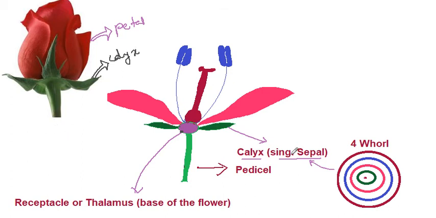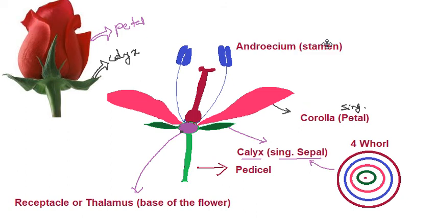Now inner to the calyx, the petals collectively are known as the corolla, and its singular form is known as petal. Now the third inner whorl is known as the androecium. The individual unit of the androecium is known as the stamen.